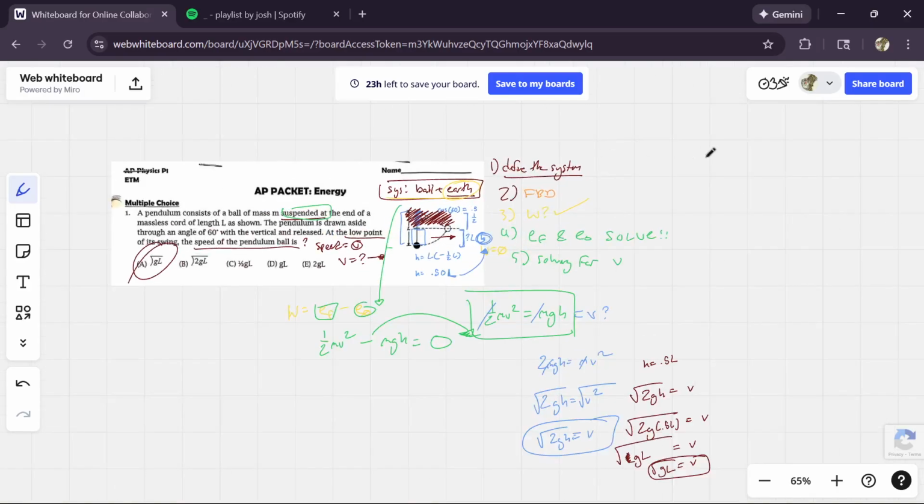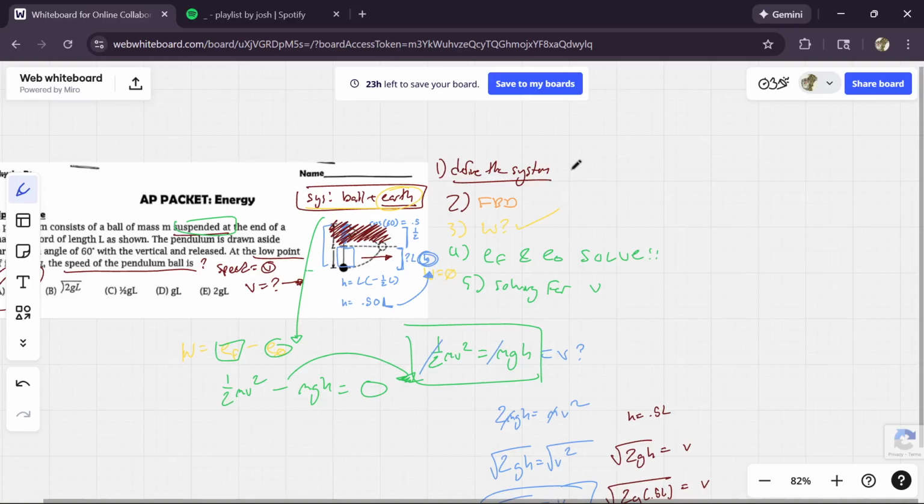But overall, as you do the other questions, I would just say, define the system, always do that. Draw a full bar diagram, and then figure out what your work is. Sometimes we'll get conservation questions, not always. But once you do, you are always going to slap the Ef minus Eo equation on there, because that's basically for every question. And then from there, you just solve for your question. So in this case, you're solving for v.